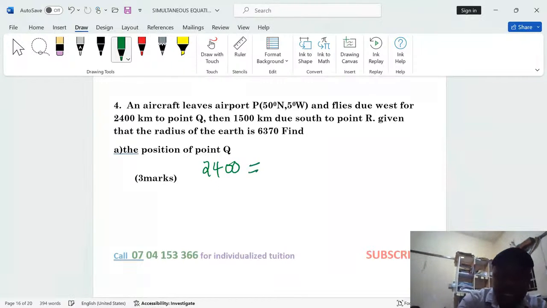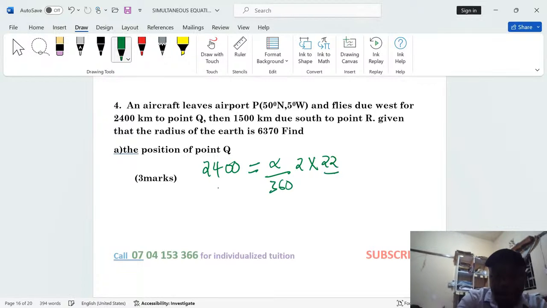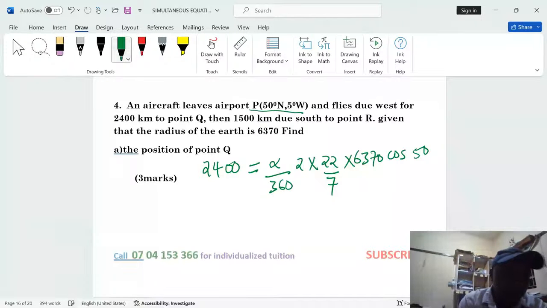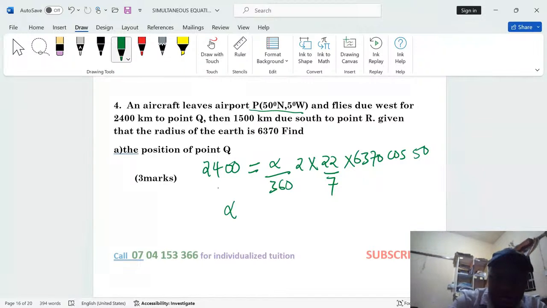Distance is 2400. This distance is supposed to be given by change in longitude, divided by 360, times 2 times pi times 6370, that is the radius of the Earth, cosine of the latitude where we are moving along, that is latitude 50, because P is at 50 and we are moving westwards. That means we will still move along that latitude of 50. Therefore, we can remain with the angle difference.